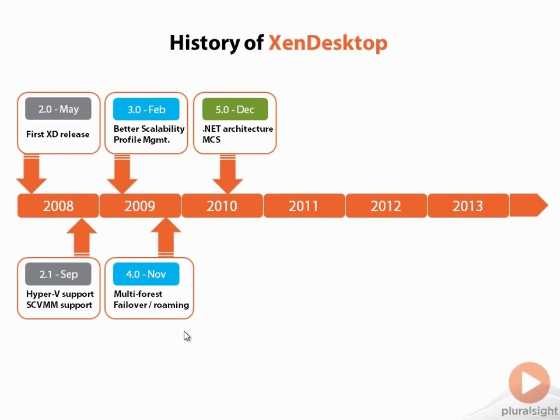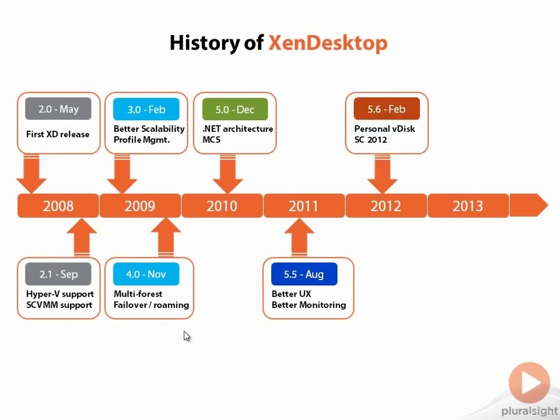and that's essentially the turning point in XenDesktop's history. In 2011, we saw version 5.5 see the light in August, and that had a better user experience. It had better monitoring capabilities. In 2012, in February, we saw version 5.6 make its way, and that had the personal vDisk, which was an acquisition that Citrix had made of Ringcube. It also had support for System Center 2012.